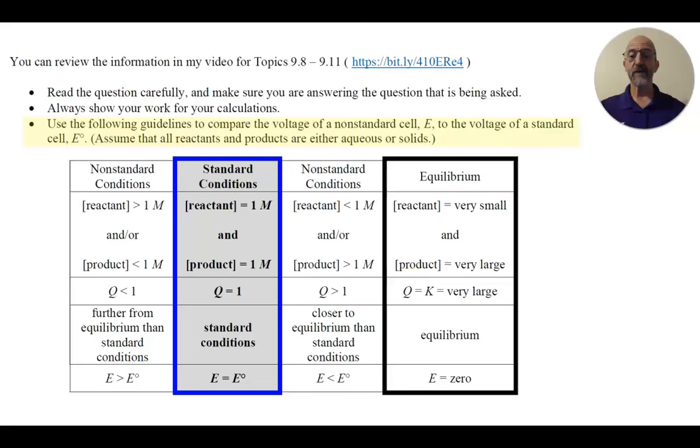But as you can tell, in between standard conditions, where Q equals 1, and equilibrium, where Q is a very large number equal to K, we have non-standard conditions. Now there are non-standard conditions that take the cell further from equilibrium than standard conditions, and there are non-standard conditions that take the cell closer to equilibrium than standard conditions. Let's go ahead and consider both of those non-standard conditions.